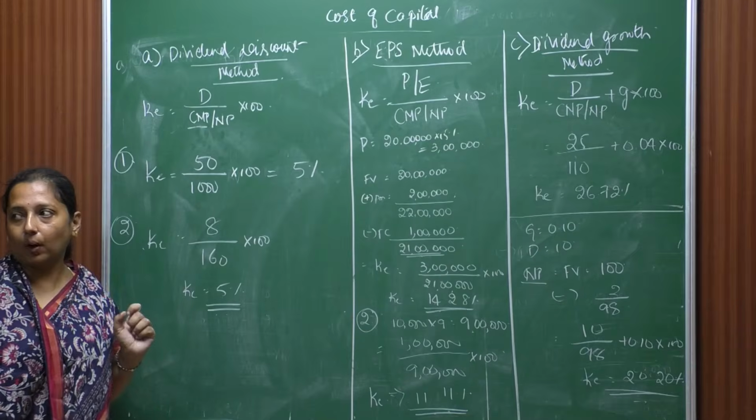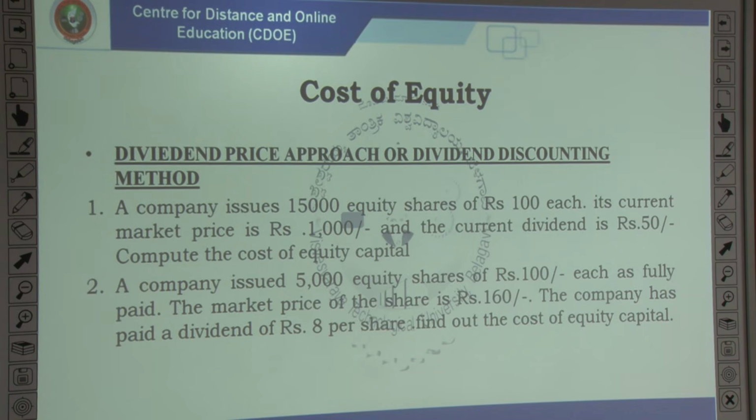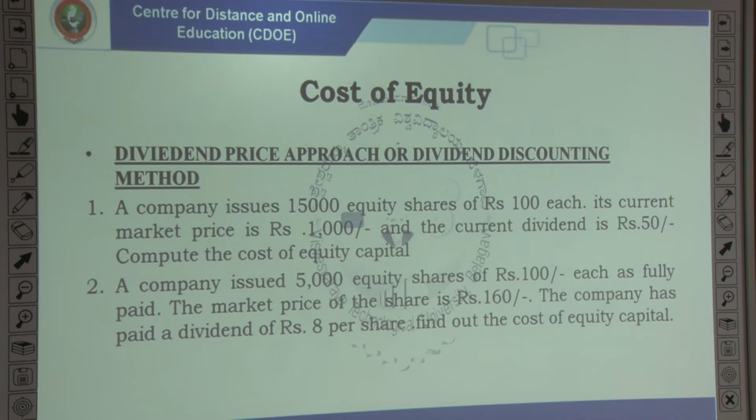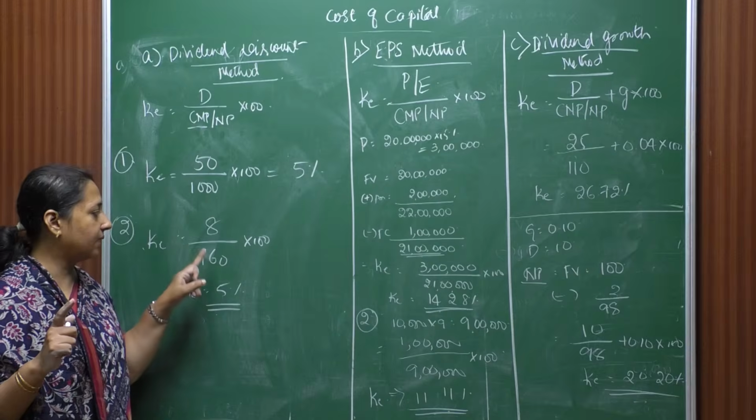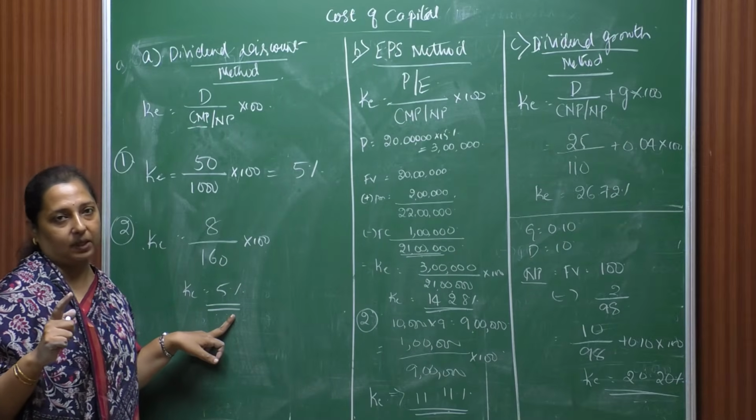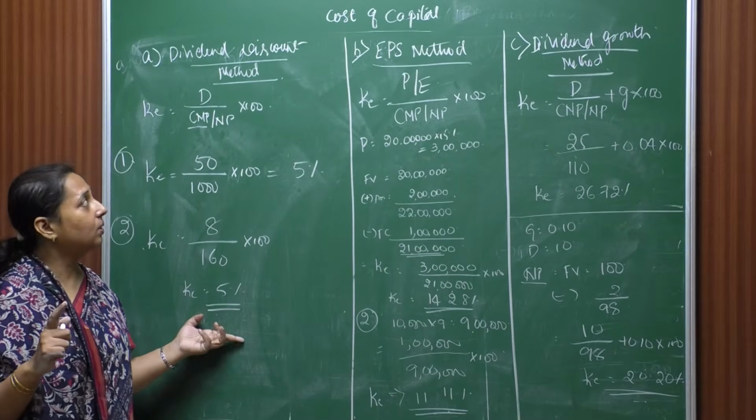Look at the second problem. A company issued 5,000 equity shares of rupees 100 each as fully paid. Okay, it is a paid up share. The market price of the share is rupees 160. So current market price is 160. The company has paid a dividend of 8 per share. So for one share they have paid 8 rupees. So the formula is D divided by current market price. So 8 divided by 160 into 100, the cost of equity is 5%. That is how we need to calculate.